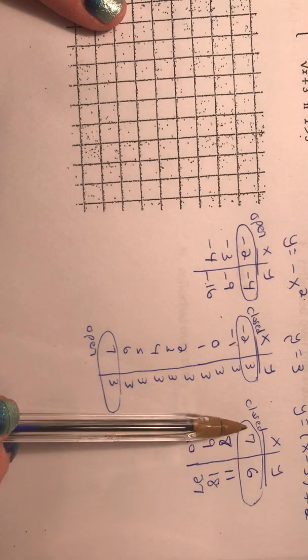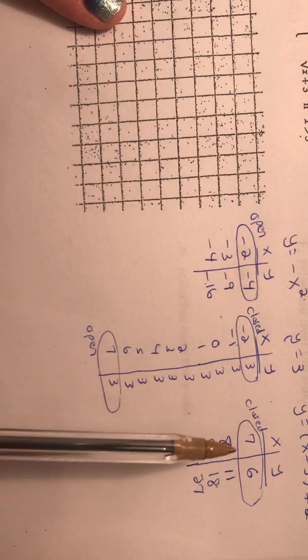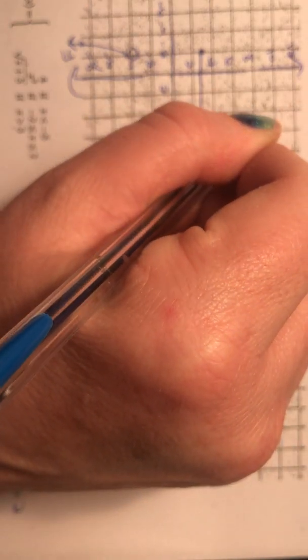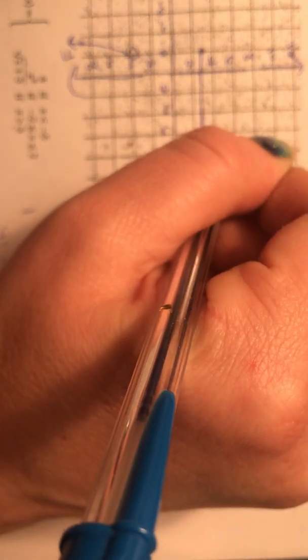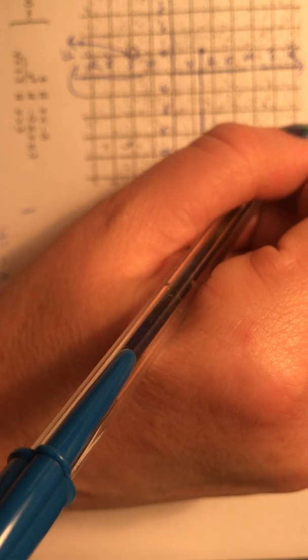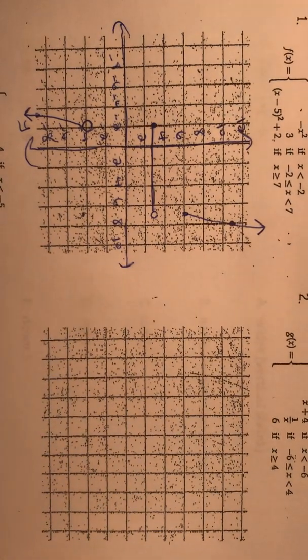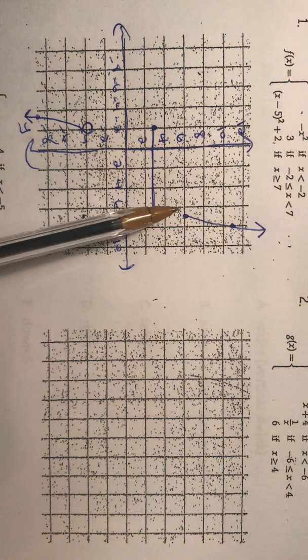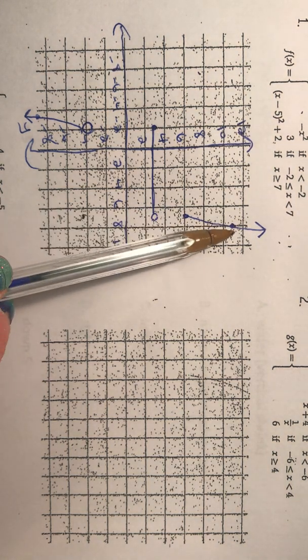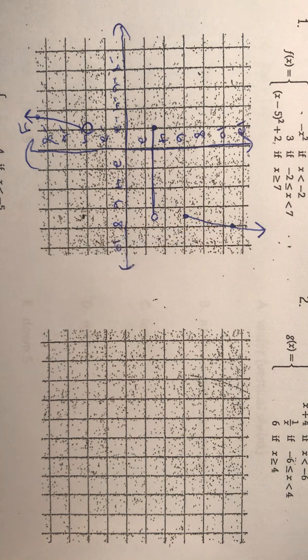And then we have 7, 6 as a closed dot and 8, 11. So 7, 6 as a closed dot, 8, 11. And that's going up like an x squared again. So 7, 6 over 8 up 11. That's going up as part of an x squared as well. And that is your piecewise function right there.